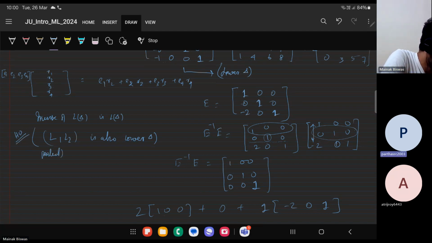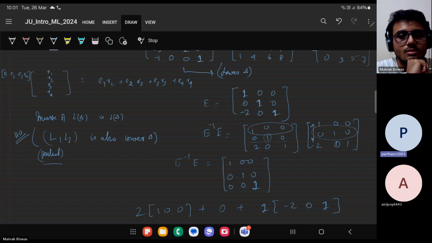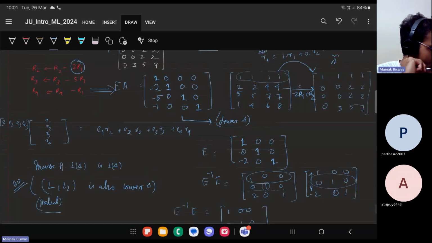Another thing, the same applies for upper triangular ones, right? Correct. Yes. It also applies for upper triangular ones.